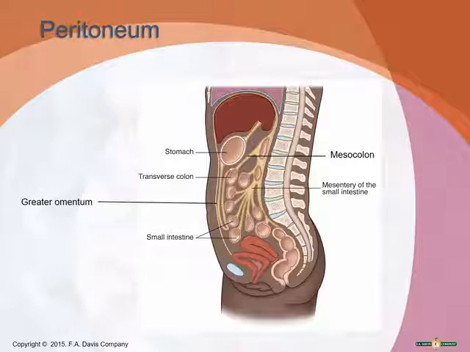The greater omentum is a portion of the mesentery that extends from the greater curvature of the stomach, which is really the lower curve of the stomach, and we're going to see that in a minute. It hangs down over the small intestines, kind of like an apron or a curtain. Deposits of fat give this kind of a lacy appearance. And then the mesocolon fixes the colon to the posterior abdominal wall, or the back of the abdominal wall.